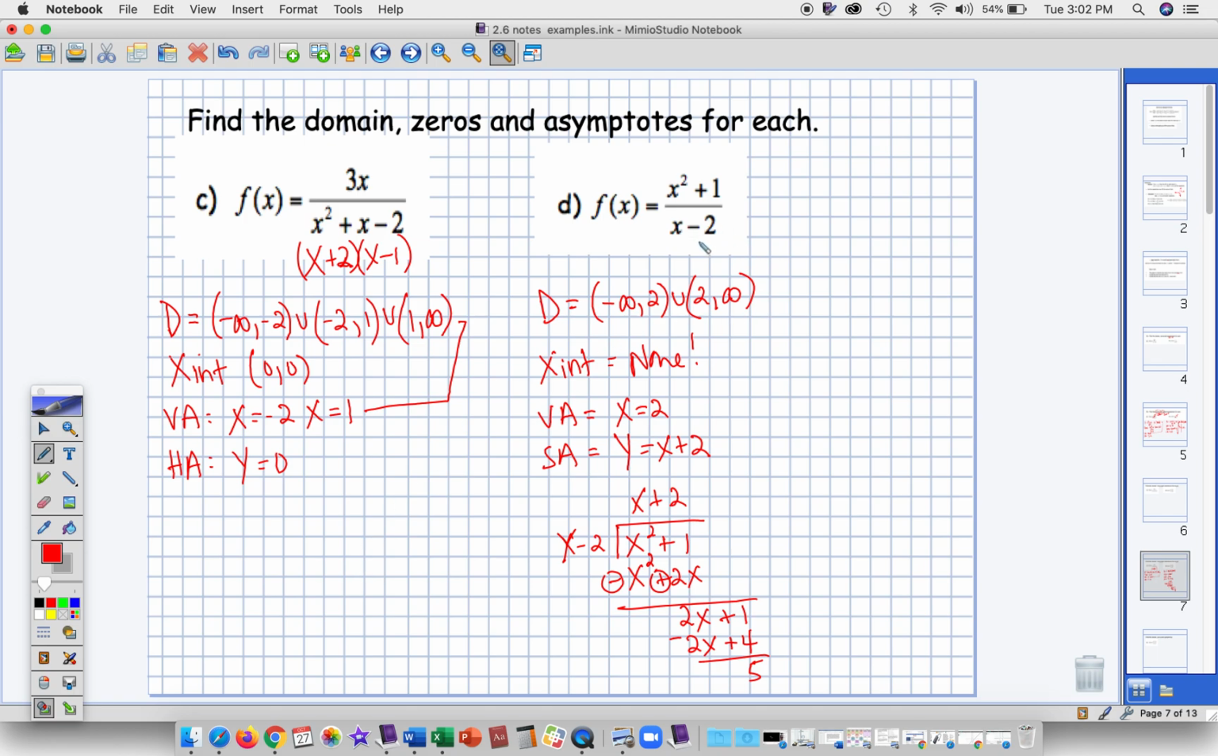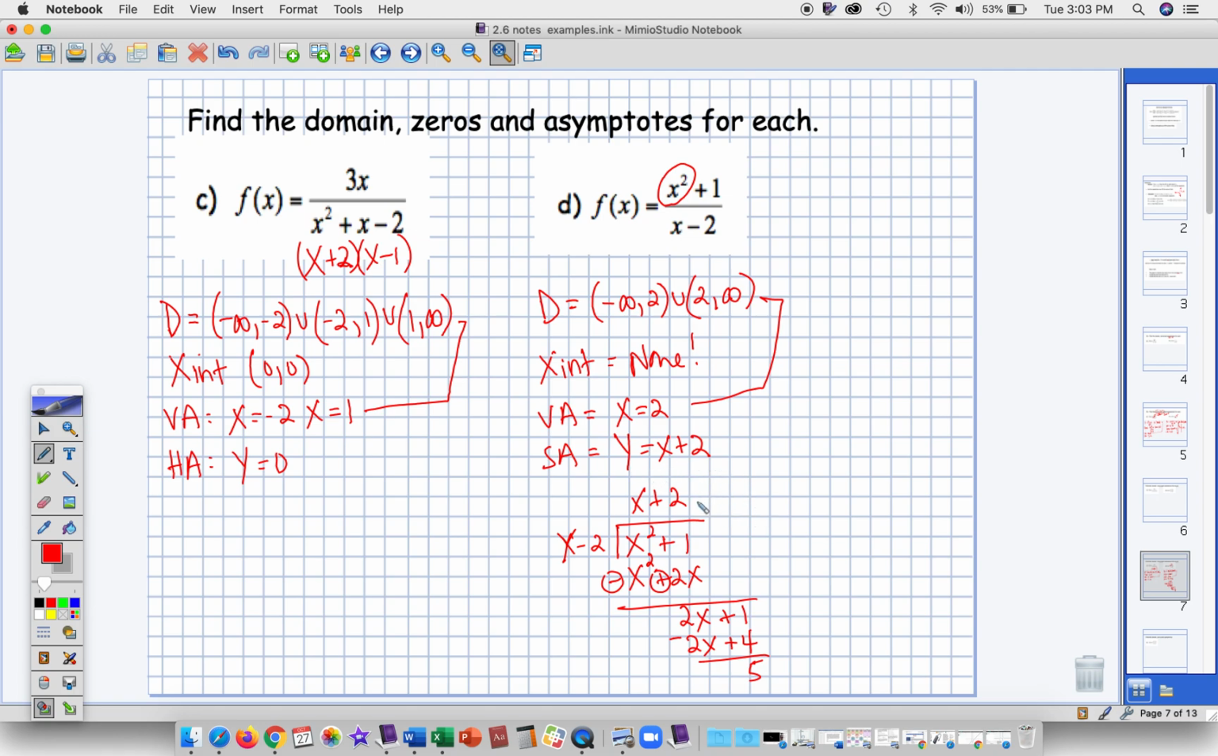For D, x cannot equal 2 for the domain. It gives us the vertical asymptote of x equals 2. The x-intercept, we have none. Again, x squared plus 1 can't equal 0. The numerator has higher degree. It's exactly 1 degree higher, which means we have a slant asymptote. So the slant asymptote is y equals x plus 2.